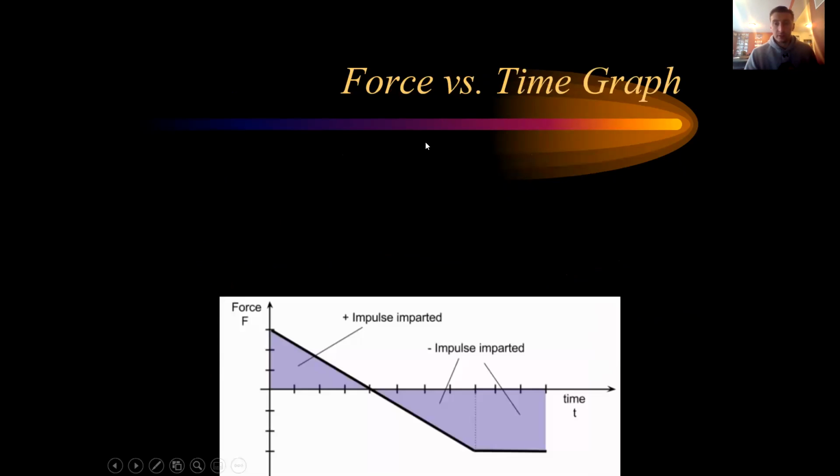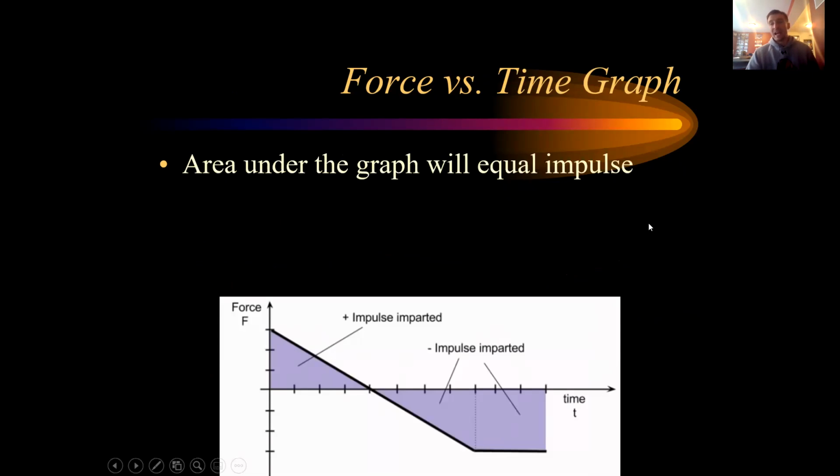Let's keep rolling here. Now let's look at some graphs. If we have a non-constant force, the force is changing with time, so this is a force versus time graph. The area under this graph, the purple shaded area, is equal to impulse. So if you get a force versus time graph and they ask you to calculate impulse, it's equal to the area under the curve.